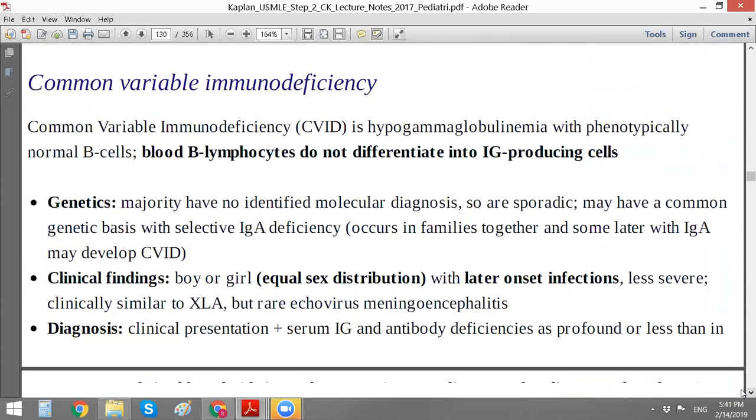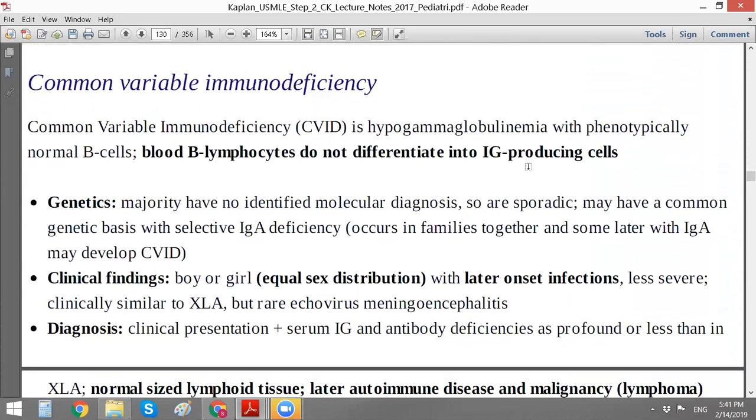Common variable immunodeficiency is CVID: hypogammaglobulinemia with phenotypically normal B cells. Blood B lymphocytes do not differentiate into Ig producing cells. So this is common variable immunodeficiency. It is just like Bruton's X-linked, but the problem is that the B lymphocytes just do not differentiate.